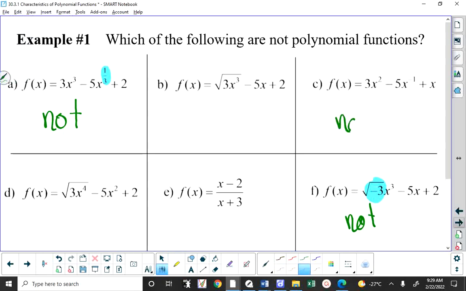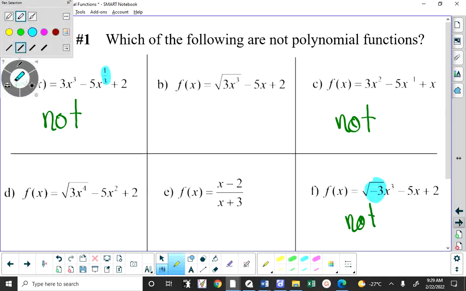This is not a polynomial function, for the same reason that a is not a polynomial function. That reason being that the exponent on one of the variables is not a whole number. It happens to be a negative.